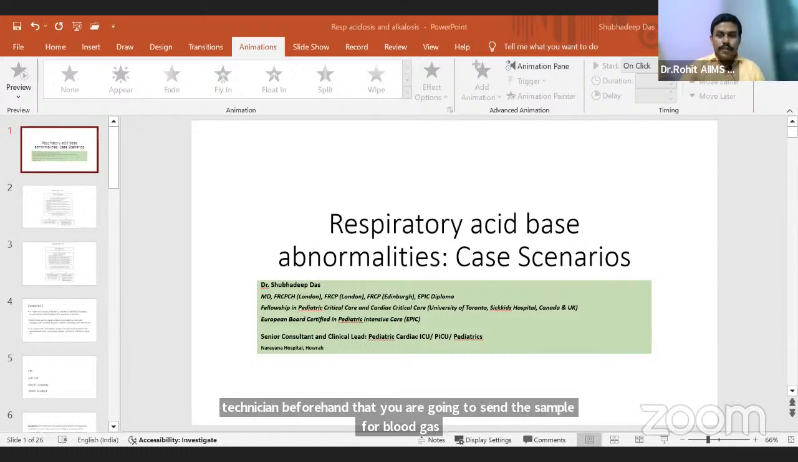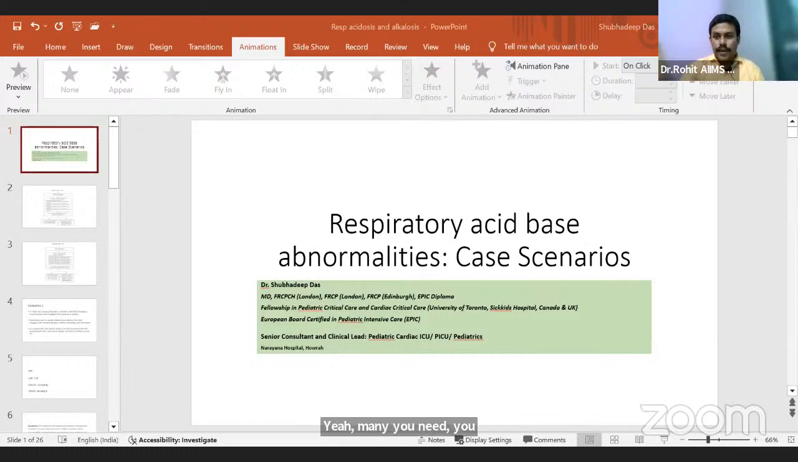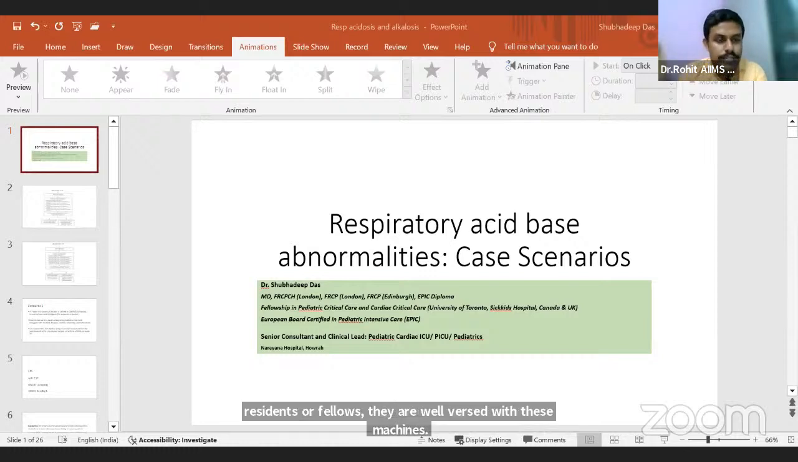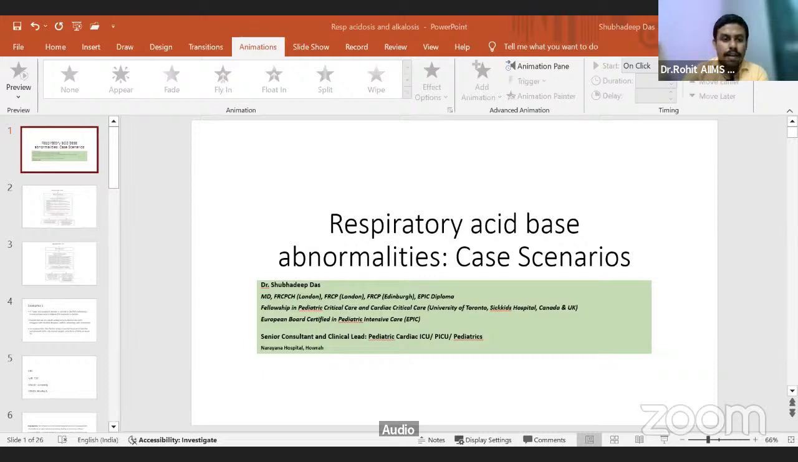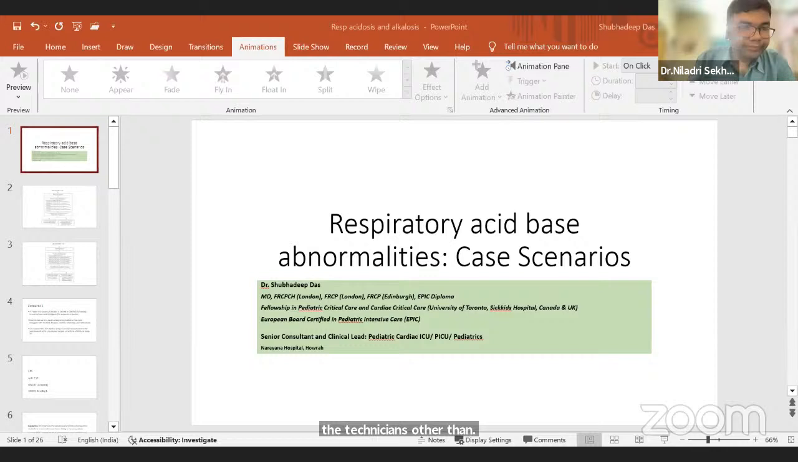Many units have blood gas inside the PICU only, and whoever is working day-to-day, like residents or fellows, they are well versed with these machines. But if you have any difficulties, please don't hesitate to call the technicians rather than playing with these things. Okay. And any other questions?